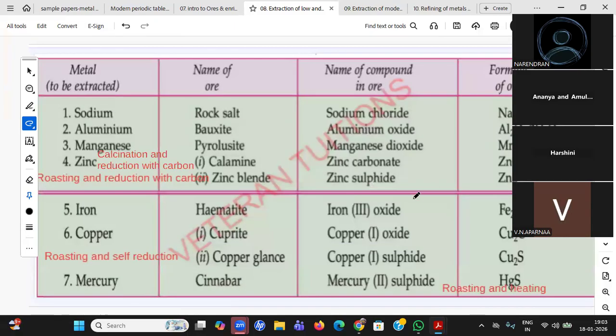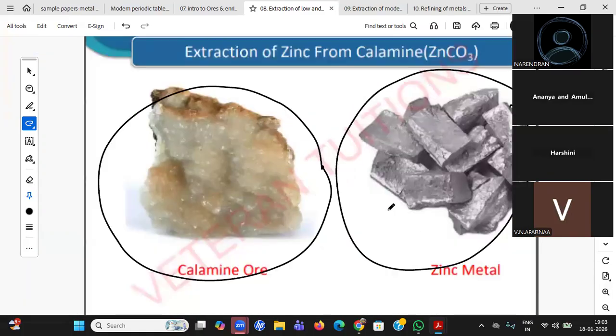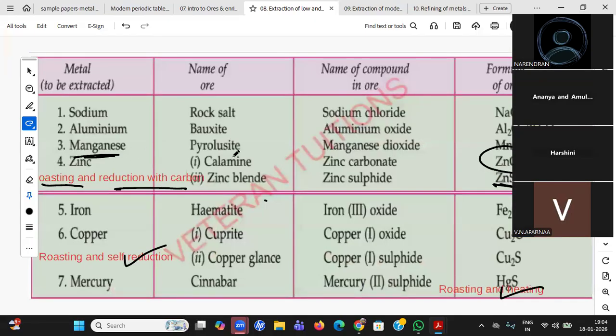Okay, so in that way we have finished four things, student. Where is the fourth thing? We have finished this one, this one, this one, this one. Okay, student, we have one more thing. Where is that manganese pyrolusite? Can anybody say what is the method we use for manganese? MnO2, I want Mn. The reduction with aluminum.